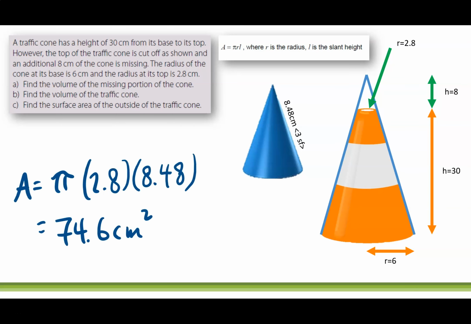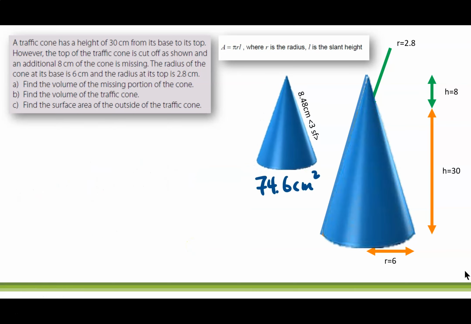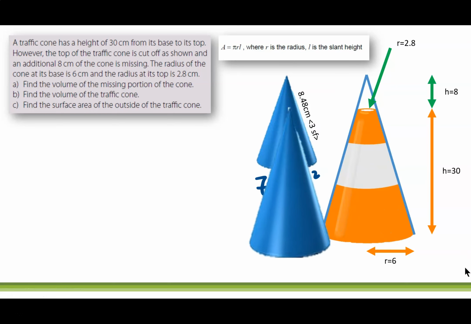Now, if I then wanted to find the area of this part here, which represents the part that's missing, I follow the formula. Pi times radius times slant height, which is pi times 2.8, that's the radius, times this slant height, which is now revealed as 8.48, and I get 74.6 square centimeters. Now I'm going to put that number aside. Let's leave it there. And I'm going to represent the remaining part of the cone with a different diagram. Move that over to the side here.